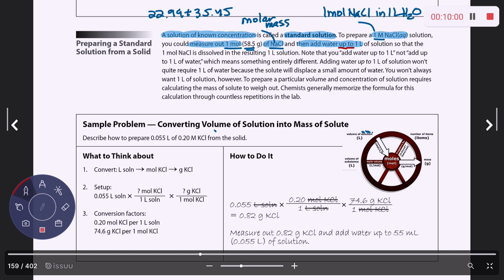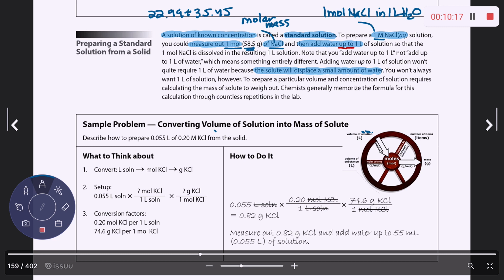Don't just add it all at once. That's because the solute, which is the salt or the ionic compound that you measured out, will displace a small amount of water. That means the water is going to rise.